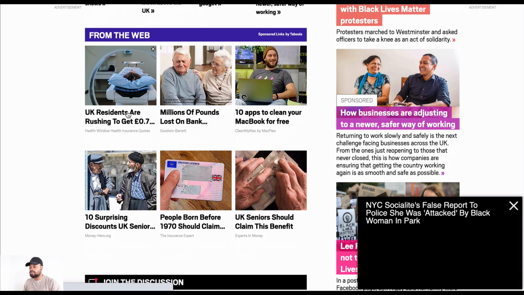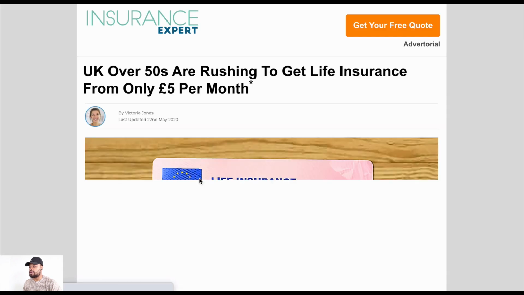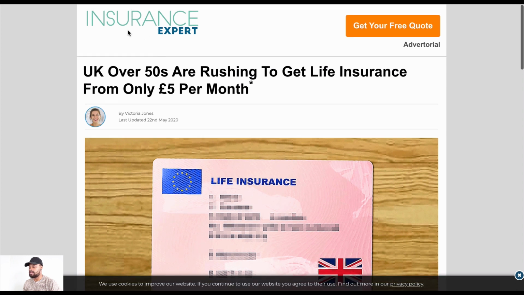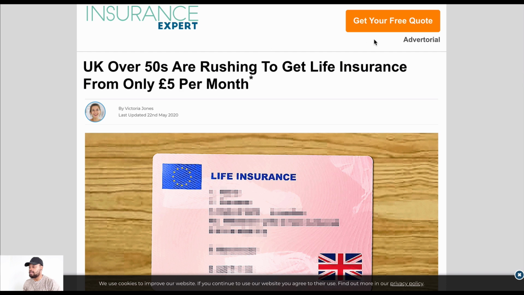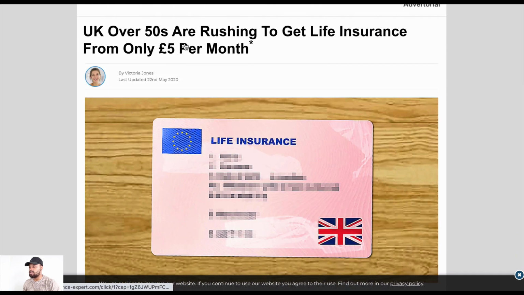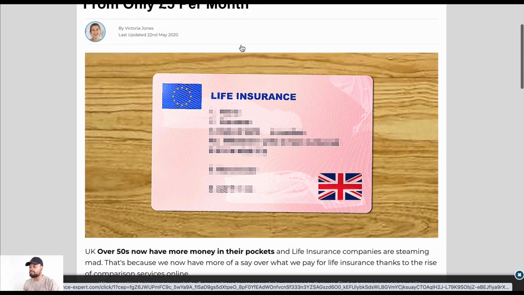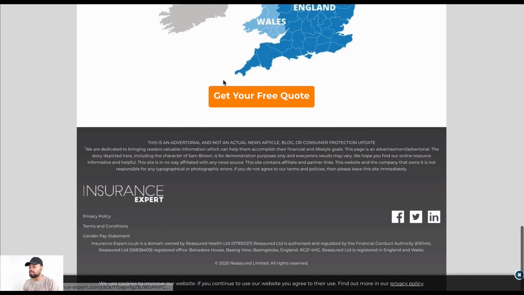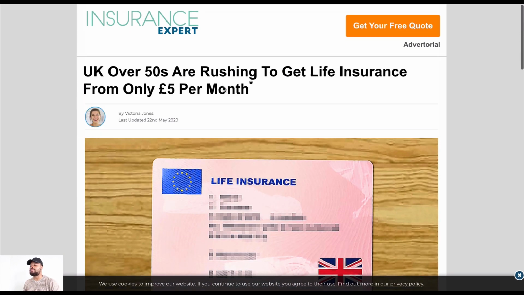So yeah, let's have a look. So UK residents rushing to, so this is health insurance. Let's click on this one. Let's take a look. So Reassured, I believe that this is an advertiser buying their own traffic, potentially. So you can see here, this is an advertorial style lander. UK over 50s are rushing to get life insurance for only £5 per month. Boom, boom, boom. Cool. And yeah, so this is just another example.